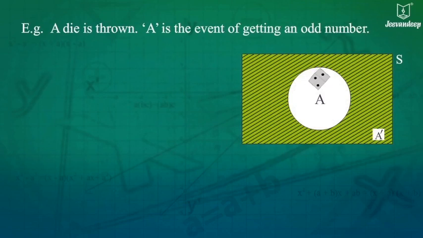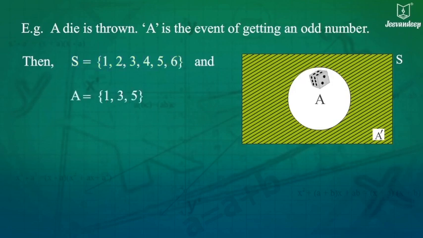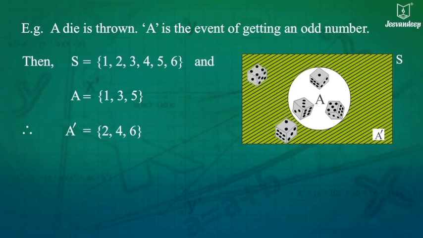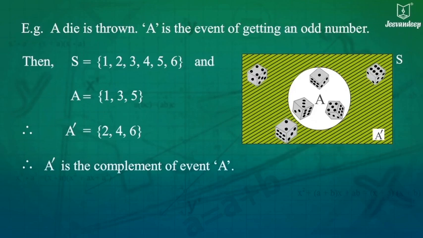Example: a die is thrown. A is the event of getting an odd number. Then, sample space S is the set of numbers 1, 2, 3, 4, 5, 6 and A is the set of numbers 1, 3 and 5. Then A dash is the set of numbers 2, 4 and 6. Therefore, A dash is the complement of event A.